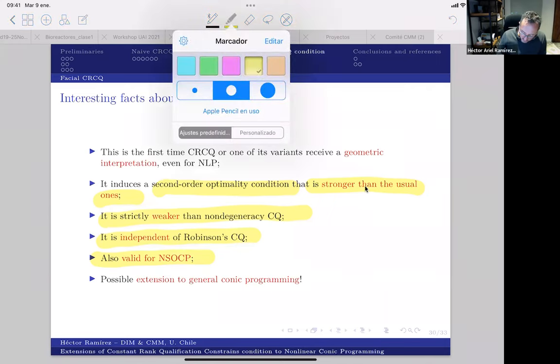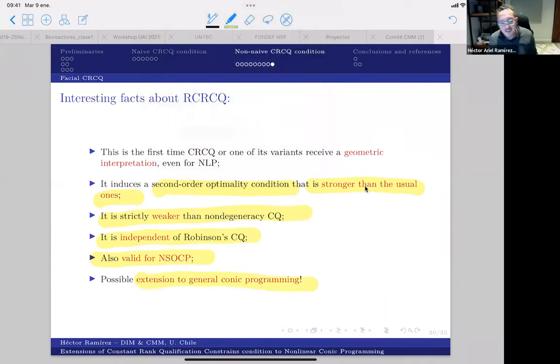Very interesting, but not done yet because it's not that easy. Since we have a good guess, you can extend this constant Lagrange view to general conic programming. Possibly you need to assume some properties such as reducibility. But anyway, it could be extended to general conic programming. We have somehow the ingredients, but we have not proven that it's happening. That has been more involved than we expected.